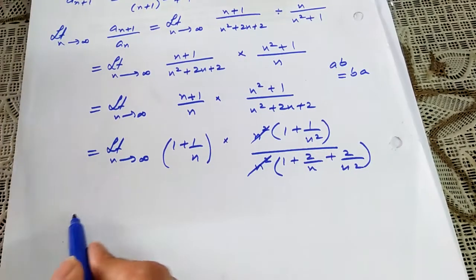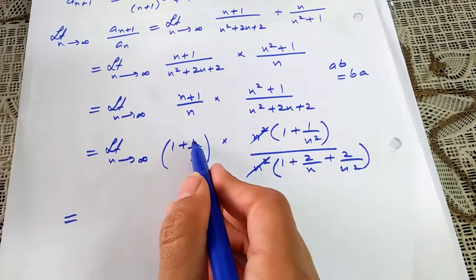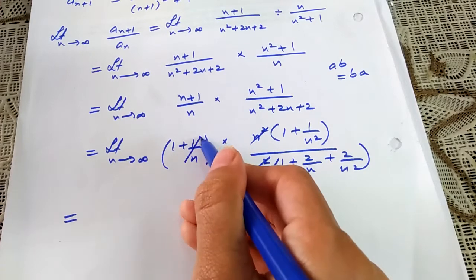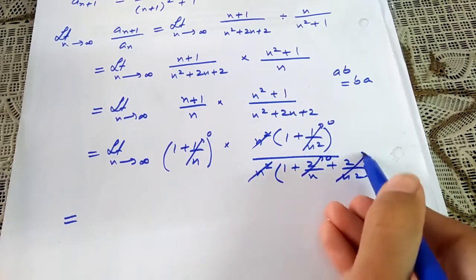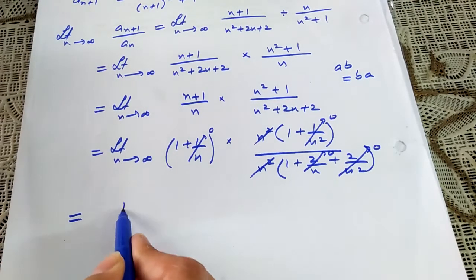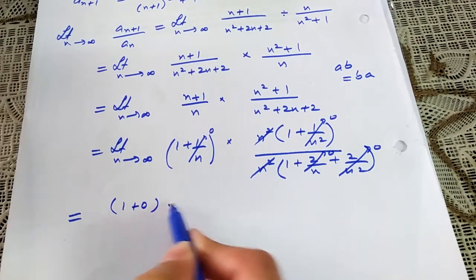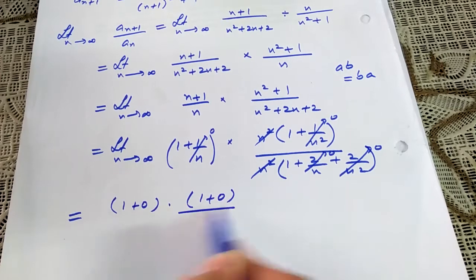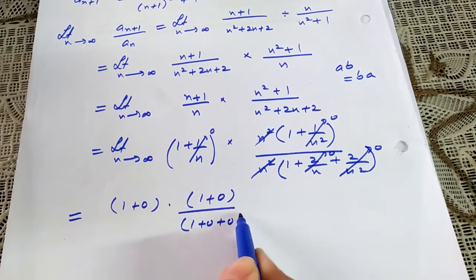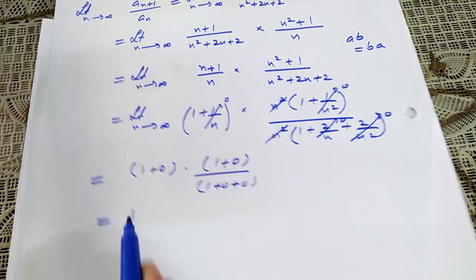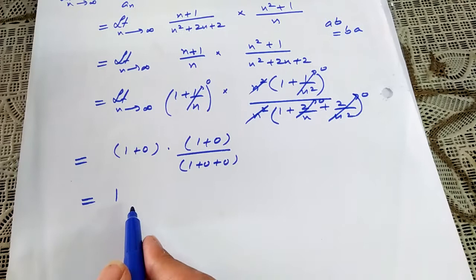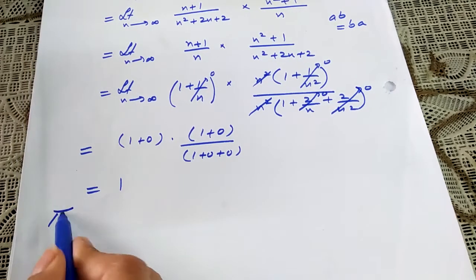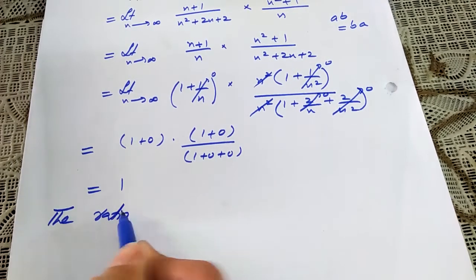Cancel the terms. Now apply the limit. If you apply, 1 over infinity will go to 0. This term will go to 0, and this term will also go to 0. So you will get 1 plus 0 into 1 plus 0 divided by 1 plus 0 plus 0. So here you will get 1. Now the ratio test has failed here, so you will write the ratio test fails.